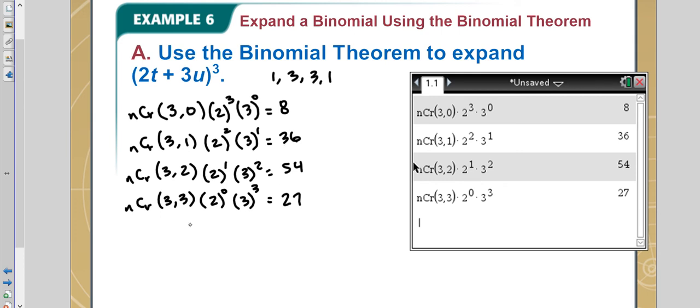And how would you write your answer? Well, we have 8, it's this one cubed, t cubed, and the u does not exist. Then you have 36, t squared, and u to the first power. All right, and then the next one would be 54, and we would say t u squared, and then plus 27 u cubed. That's how your answer would be written.